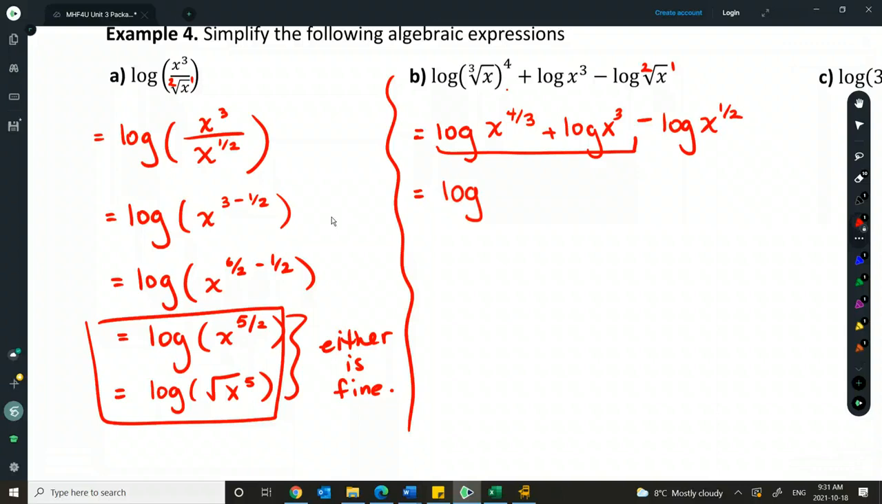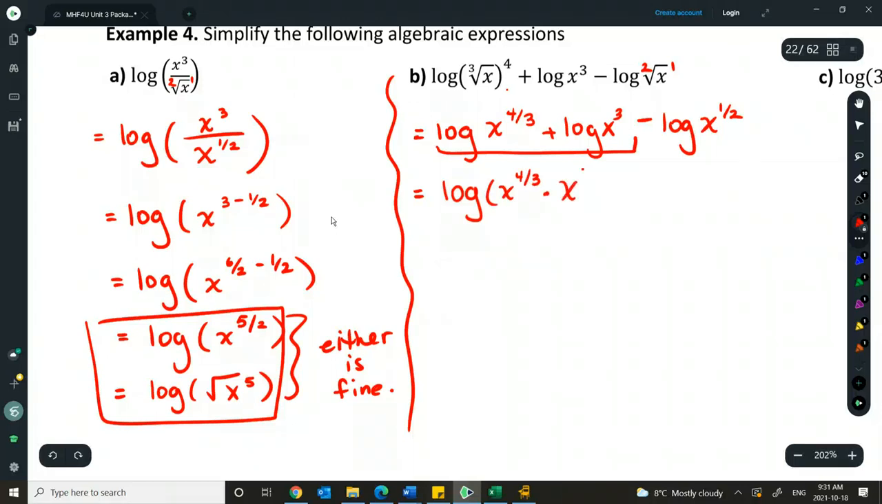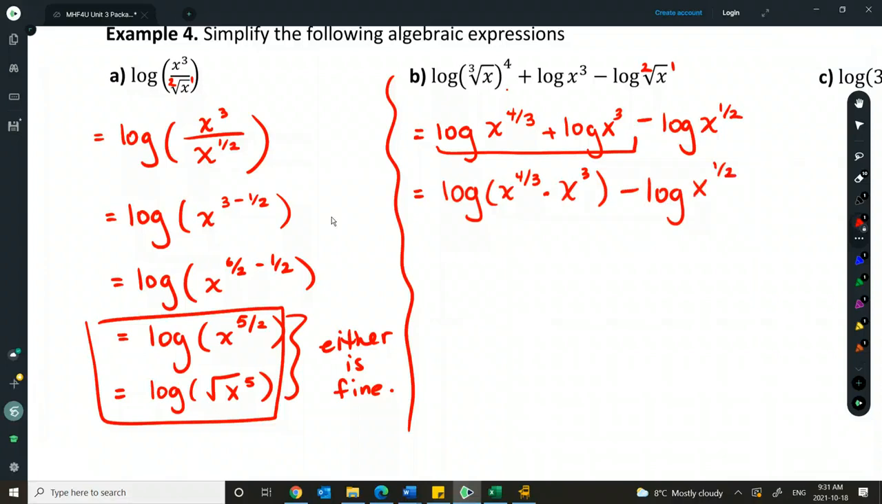Sarwa, want to take a guess? I think you either multiply 4 over 3 by 3 or x squared by x squared. Yes, so sums will become products. So I'll have x to the 4 over 3 times x to the 3. And then we'll subtract log base x of x to the half.